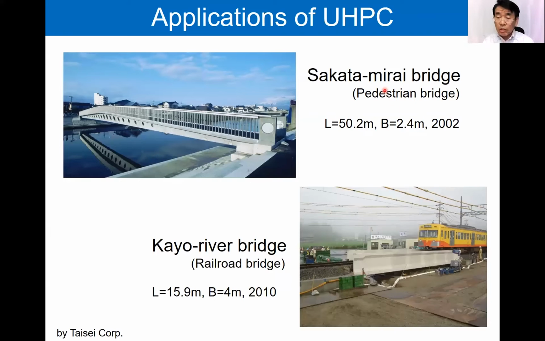This is the Sakata Mirai Bridge, the first bridge in Japan, which I mentioned before. This is a pedestrian bridge. Okay, and in 2010, the UHPFRC was applied for a railroad bridge.